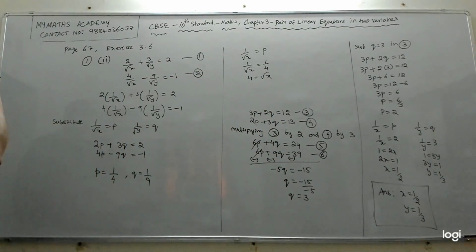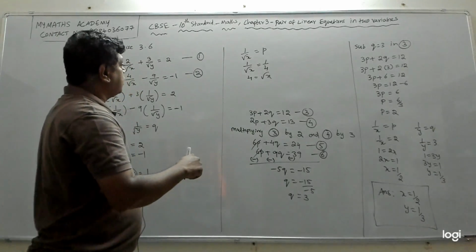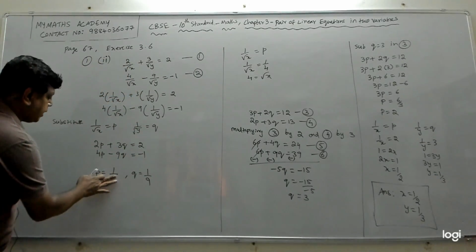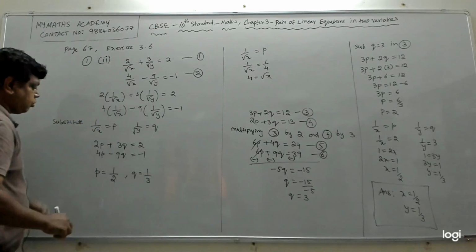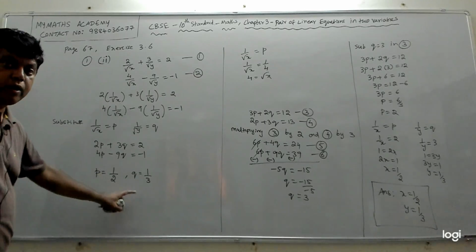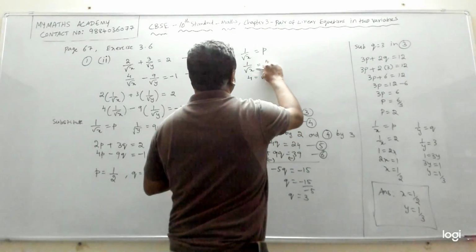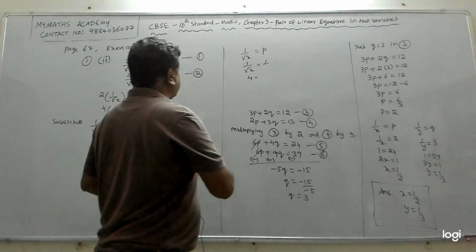Sorry, I think you will get the value of p as 1 by 2 and value of q as 1 by 3. So when you solve this, you will get the value of p as 1 by 2 and 1 by 3. Please make this note. If you solve this, you will get it. I'm just writing without solving. You can solve and get it.